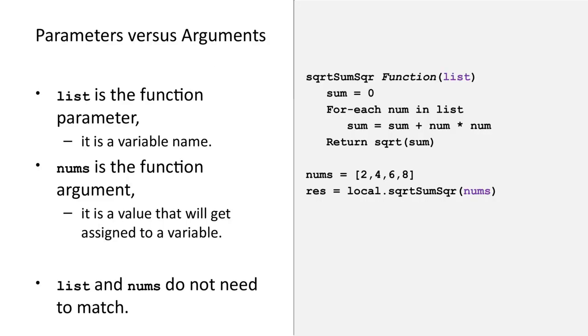When defining functions, the difference between parameters and arguments becomes apparent. In this case, the variable list is the parameter for the function. It is the variable name used in the function header and function body. The variable nums is the argument for the function. It is the value that will get assigned to the parameter.